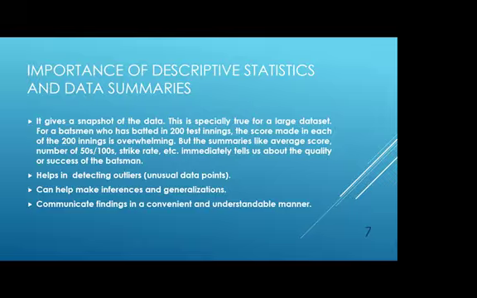But summaries like average score, number of 50s, hundreds, strike rate, immediately tell us about the quality or success of the batsman. That is why when a batsman comes into the crease or a bowler comes to bowl, they provide on your screen these summary statistics, because that is sufficient for us to know how capable he is, how experienced he is, all those things. Giving his scores one by one might be of interest to some statistician, not to us.